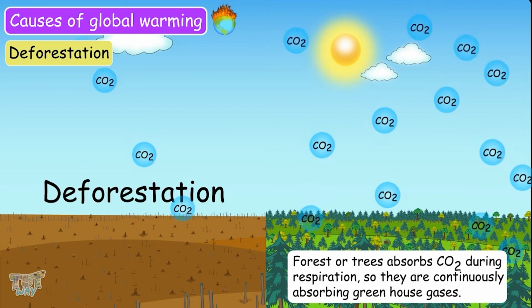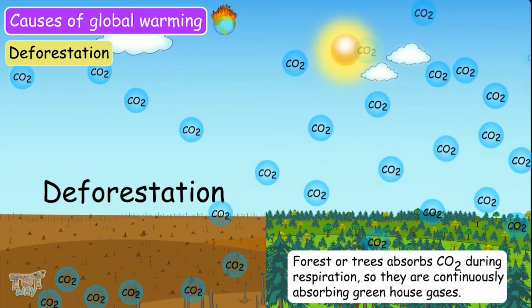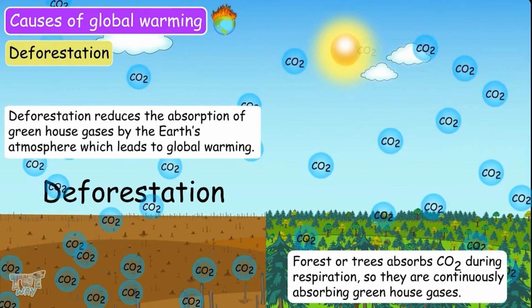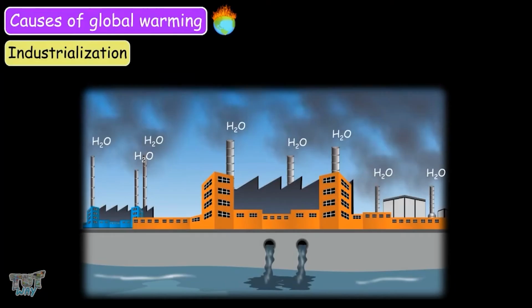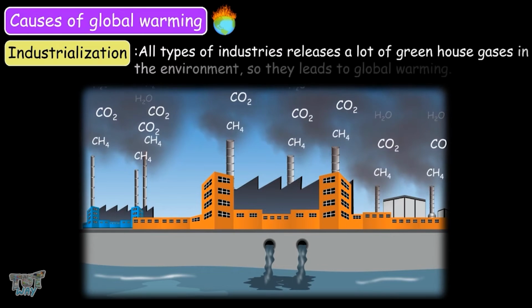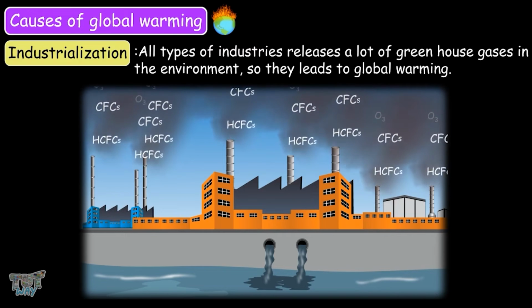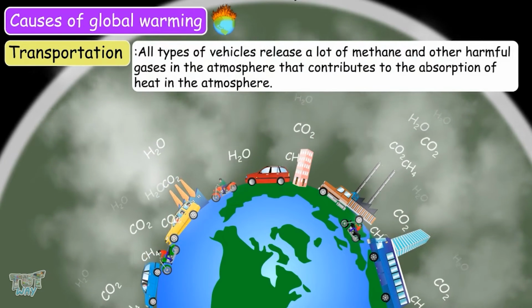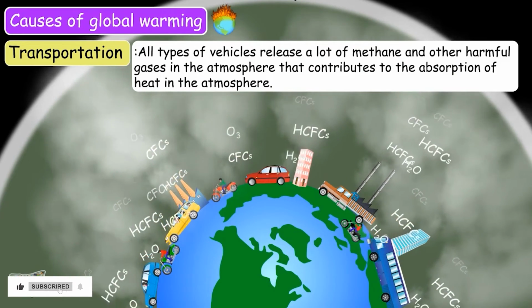Deforestation. We know forests and trees absorb carbon dioxide, so they're continuously absorbing greenhouse gases. But deforestation leads to a loss of trees from the earth, so deforestation reduces the capability to absorb greenhouse gases, which leads to global warming. Industrialization. All types of industries release a lot of greenhouse gases into the environment, so they lead to global warming. Transportation. All types of vehicles release a lot of methane and other harmful gases into the atmosphere that contribute to the absorption of heat in the atmosphere.